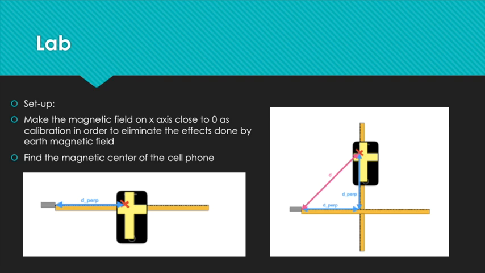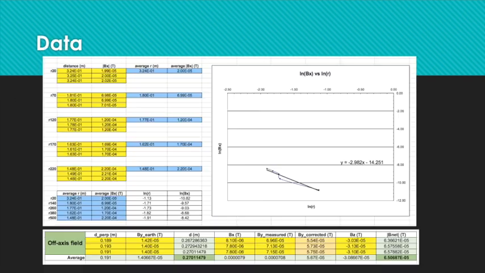We also need to find the magnetic center of the cell phone. After doing the setup process, the first experiment is the on-axis experiment, so we just move along this meter stick to find the distance we need. For the second experiment, besides the first process I mentioned, it also needs another meter stick along the vertical axis of the magnetic center of the cell phone to get a 45 degree angle.